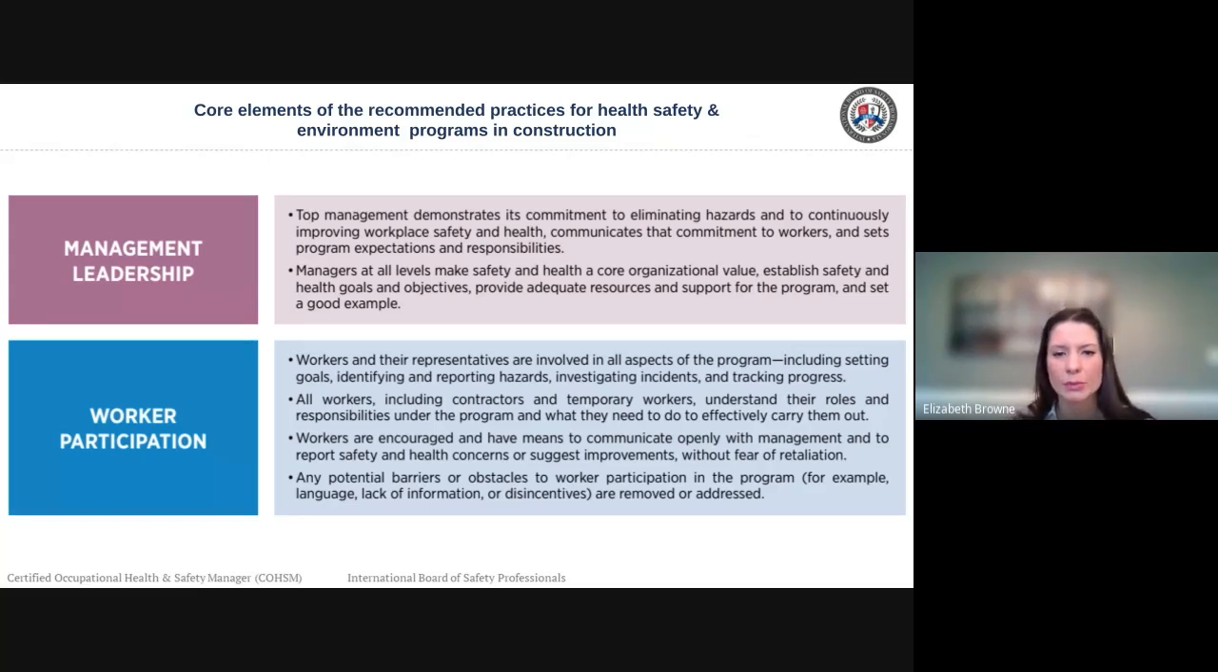So top management will demonstrate their commitment to a safe workplace by helping to eliminate hazards and constantly looking to improve workplace safety and health, as well as communicating that commitment to all employees and delegating the different elements of the program and different responsibilities, because worker safety and health is the responsibility of management of a company, but it should also be a responsibility for the workers as well.